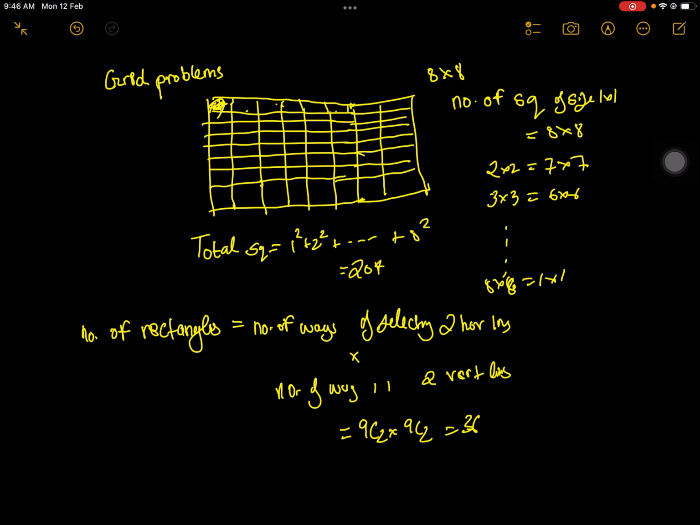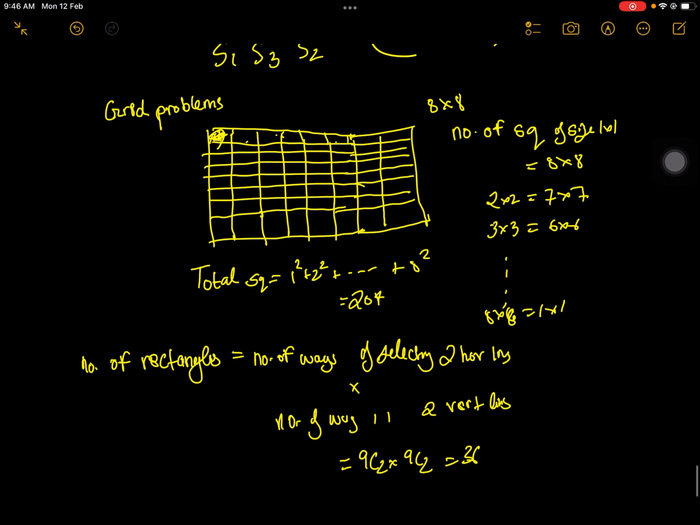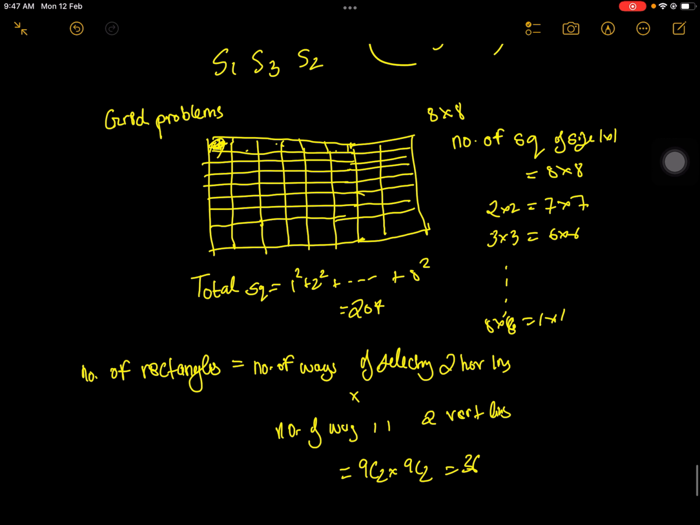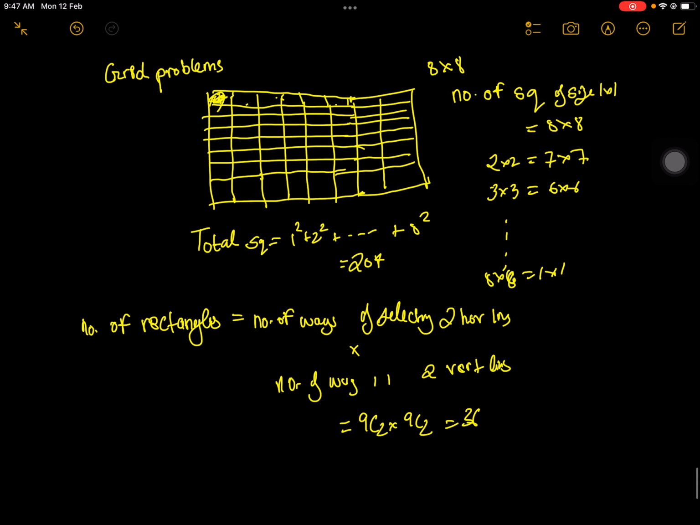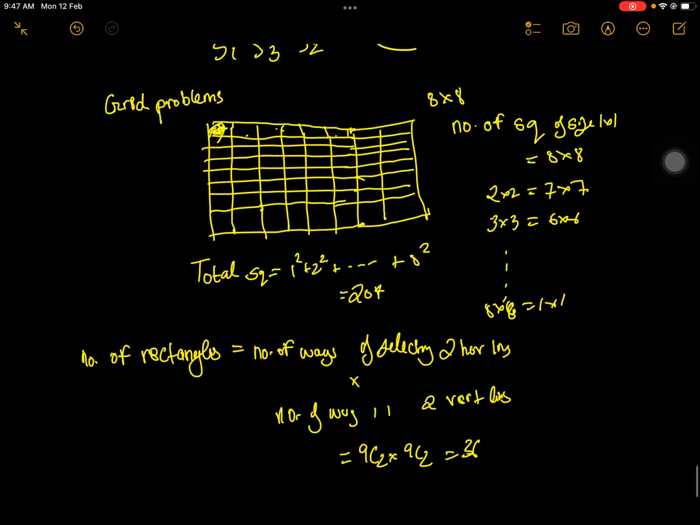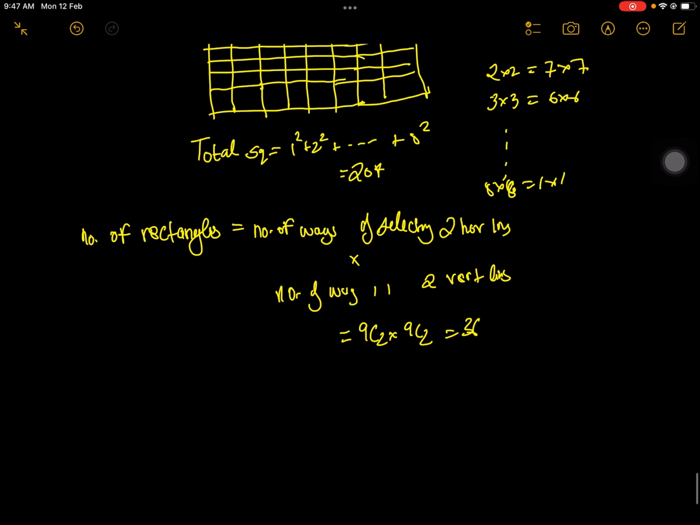So the total number of squares is the sum of squares, so you can just do n into n plus 1 into 2n plus 1 by 6, and you get 204. Now, how you can form a number of rectangles is the number of ways of selecting two horizontal lines into the number of ways of selecting two vertical lines. So if we check how many vertical and horizontal lines there are, it's 9. So 9C2 into 9C2, 36 into 36, you get the answer. Okay.